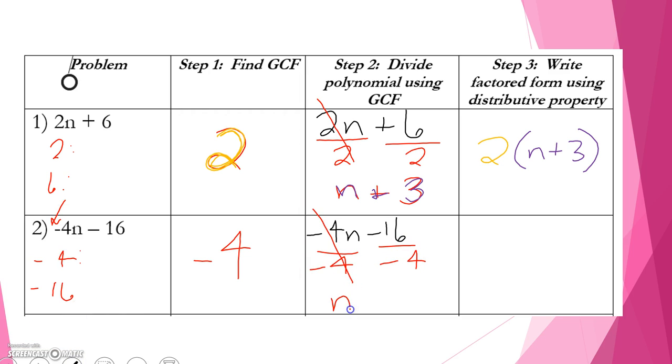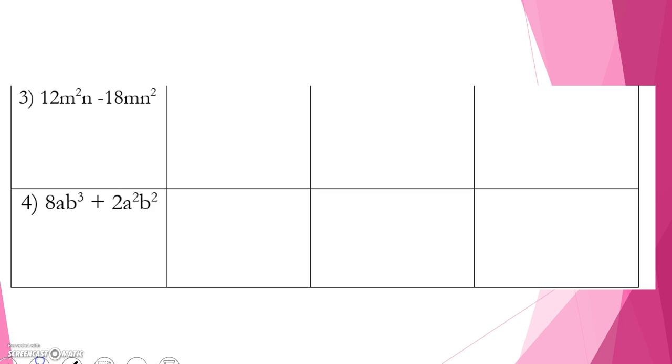That crosses out. I'm left with n. Negative 16 divided by negative 4 is plus 4. So my final answer is, I put the GCF on the outside, and on the inside I put whatever was left over, the n plus 4 in this case. And that's my final answer.